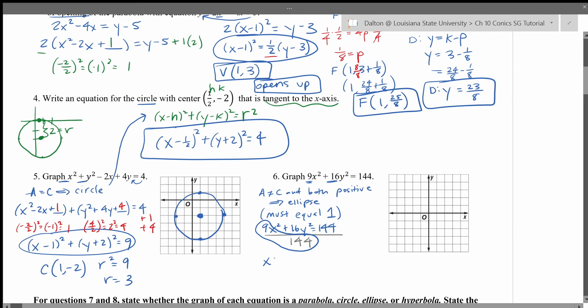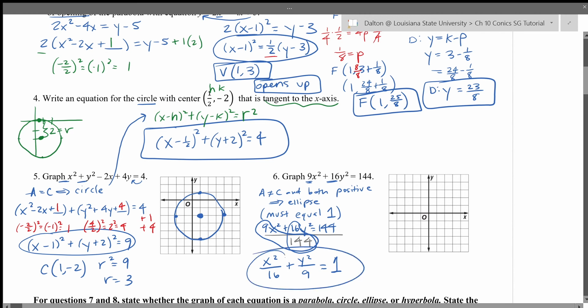So then I get x squared over 16, plus, if 9 went into 144 16 times, then for the y's, that means 16 is going to go into 144 9 times. So that'll be plus y squared over 9 is equal to 144 divided by 144, which is 1, which is the reason that we did it that way.